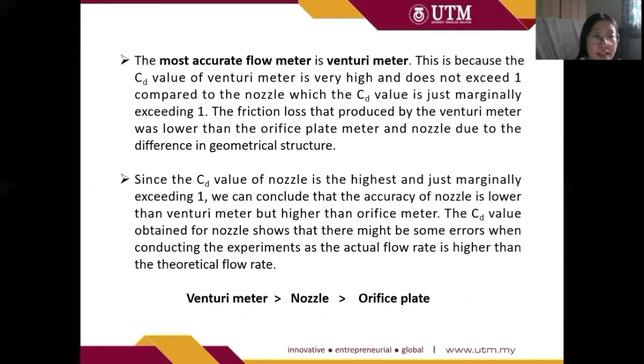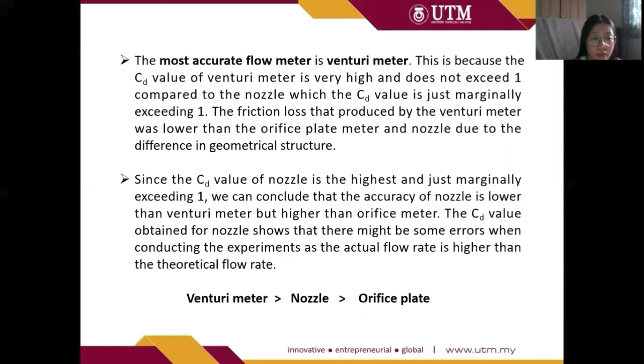So based on that, we can know that the most accurate flow meter is the venturimeter, because the CD value of the venturimeter is very high and does not exceed 1, compared to the nozzle, whose CD value is marginally exceeding 1. The friction loss produced by the venturimeter was lower than the orifice plate meter and nozzle due to the difference in geometrical structure. And since the CD value of the nozzle is the highest and just marginally exceeds 1, we can conclude that the accuracy of the nozzle is lower than the venturimeter but higher than the orifice meter.